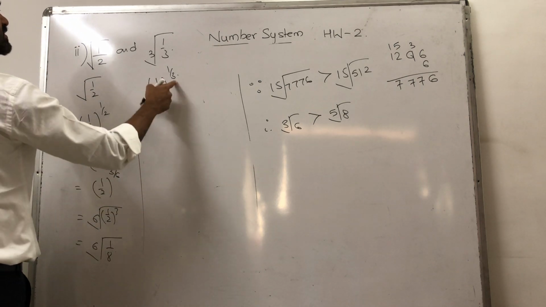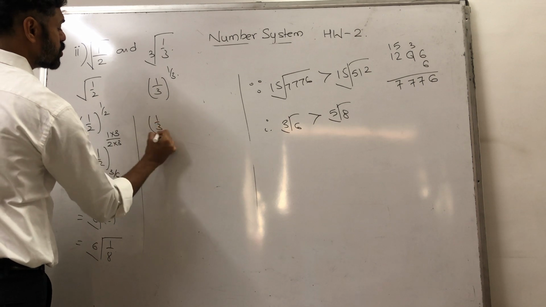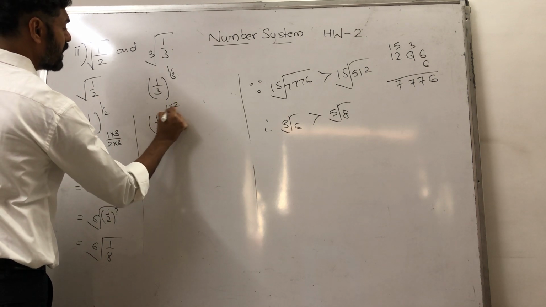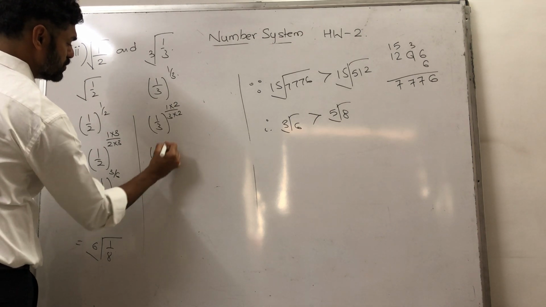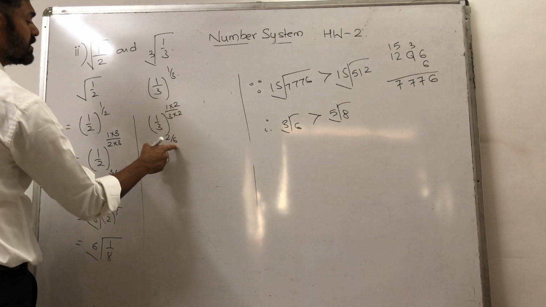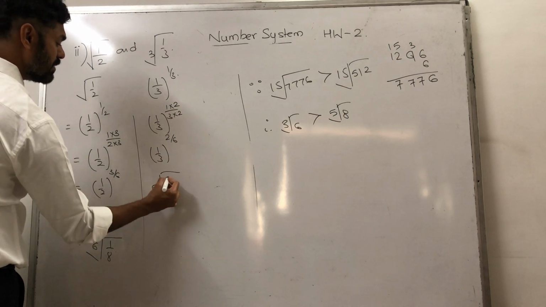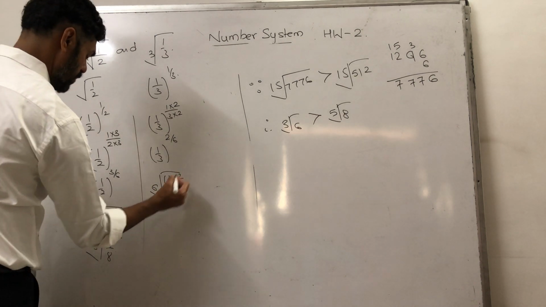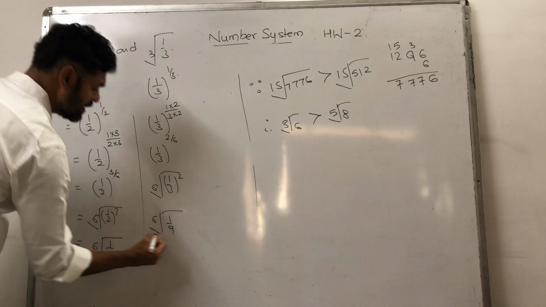Same way to convert this into order 6, 3 will be multiplied by 2. So you multiply 2 to the numerator and denominator. So this is 1 by 3 raised to 2 by 6, which is 6th root. So this will be 6th root of 1 by 3 square. Now the square of 1 by 3 is 1 by 9.